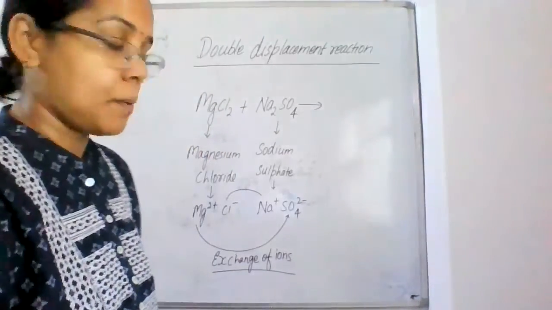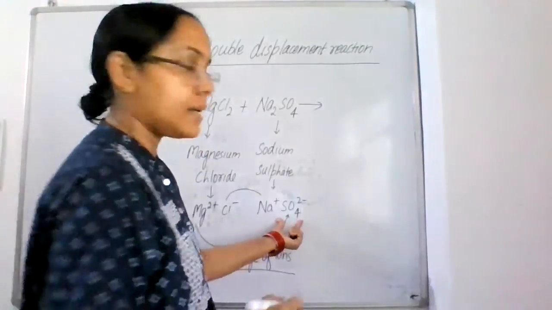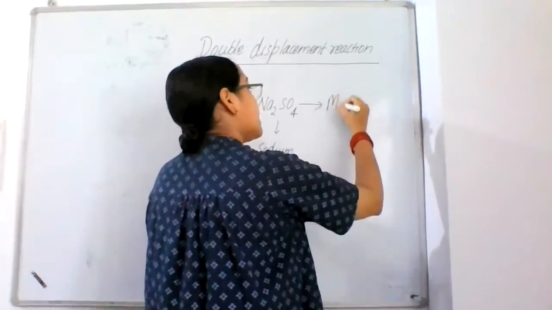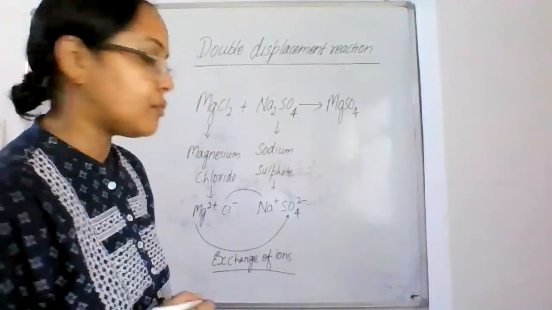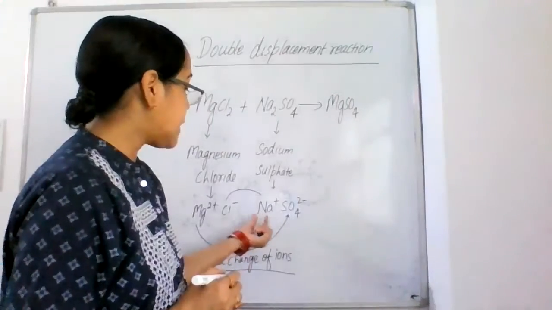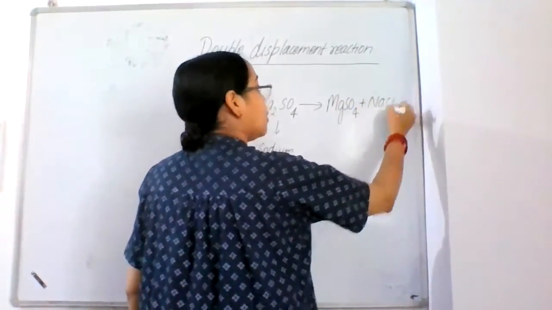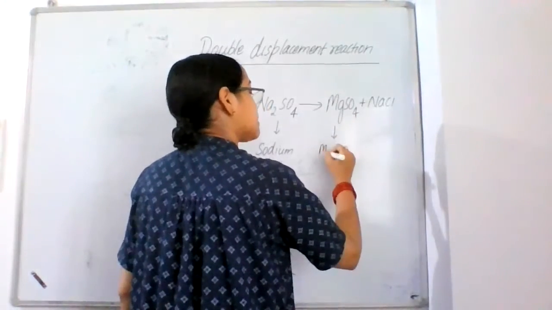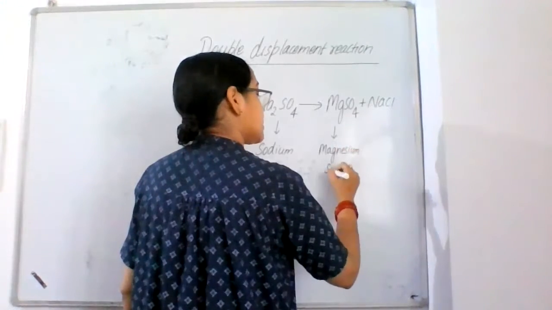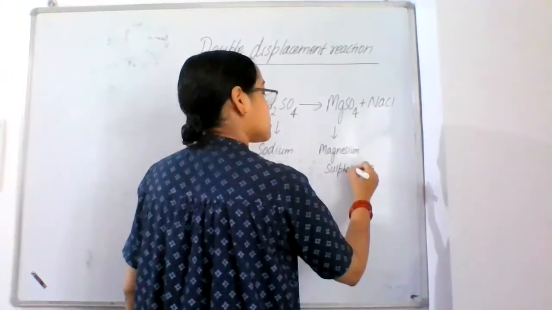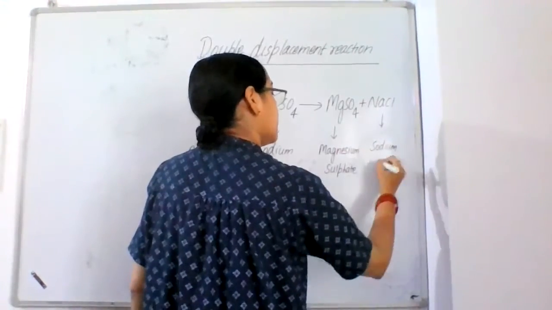As a result of this exchange of ions, two new salts are formed. How? The combination of Mg2+ and SO4 2- will form the salt MgSO4, which is called magnesium sulfate. And the combination of Na+ and Cl- will form NaCl, which is called sodium chloride.